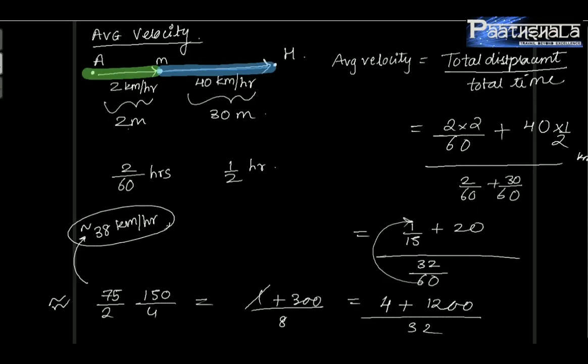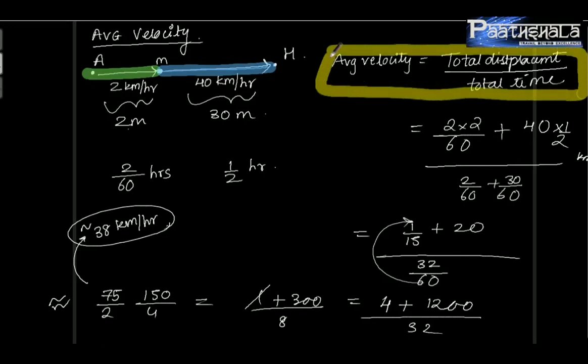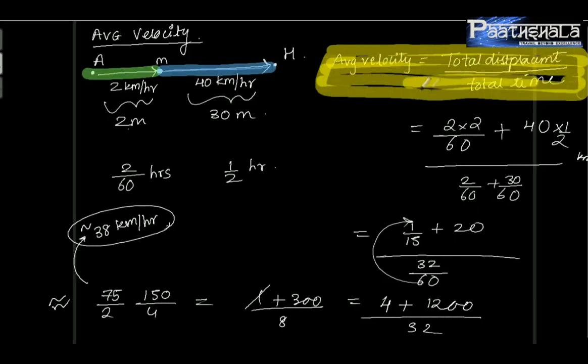So this is the actual definition. This here, right here. This is the actual definition of average velocity. Please note it down. This is the actual definition of average velocity. Total displacement upon total time. This is the actual definition. Yes.